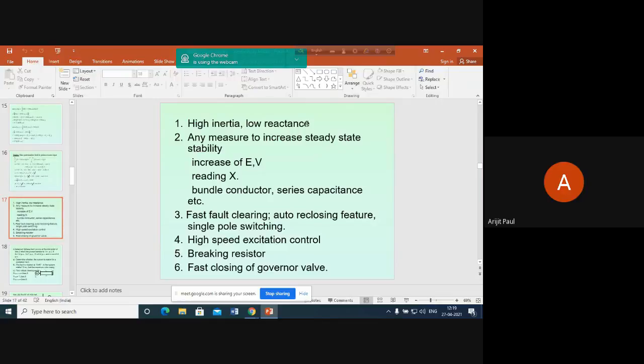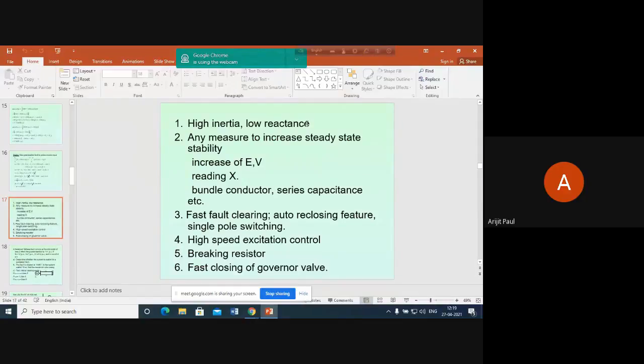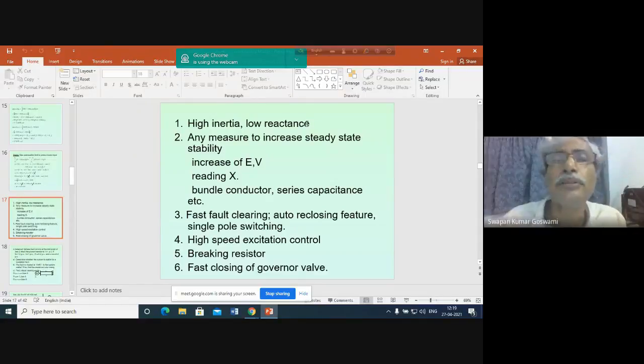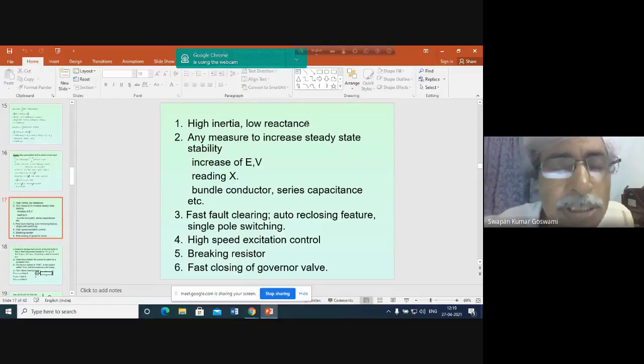Steady state limit of the power increase. If the steady state stability limit is higher, the transient stability limit will also be better, because the decelerating area will be larger. Not only that, actually, for the same power to be delivered by the generator, the initial operating angle will be smaller.